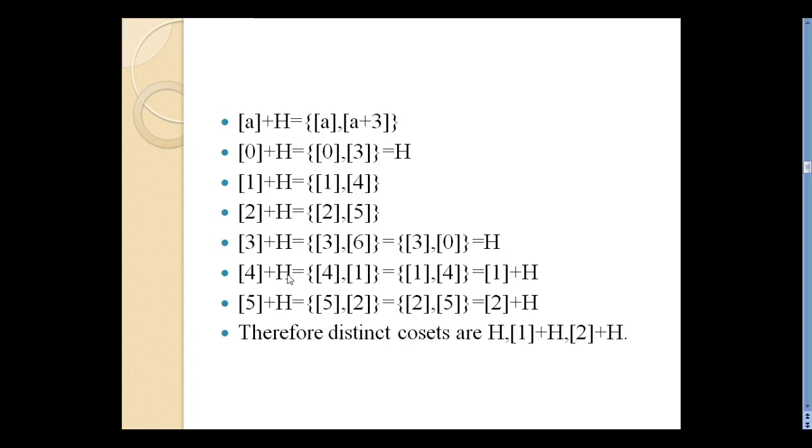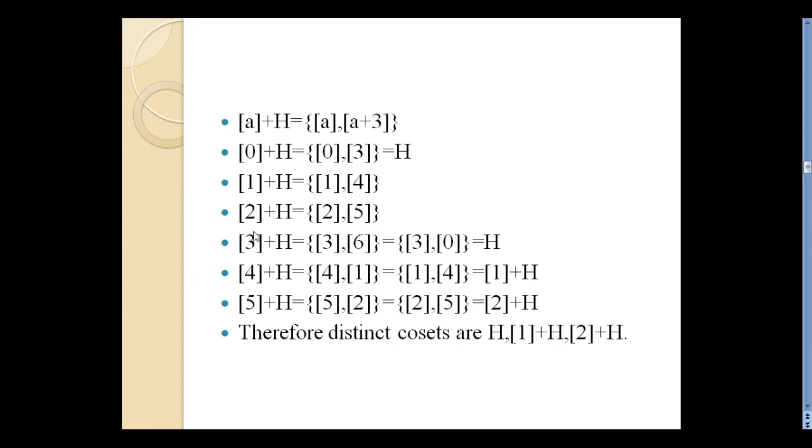Now add 4 plus H. 4 plus 0 is 4, 4 plus 3 we get 7. In addition modulo 6, we get the remainder 1. So it can be written as 1, 4. 1, 4 you already got, which is nothing but 1 plus H. Then 5 plus H: 5 plus 0 is 5 and 5 plus 3 we get 8. The remainder is 2, so 5, 2. Already you got 2, 5, so both are the same. We can write it as 2 plus H.